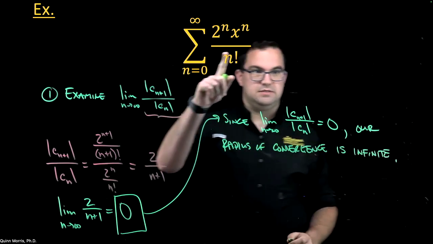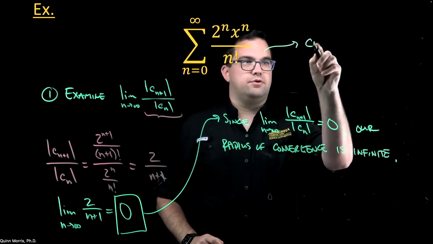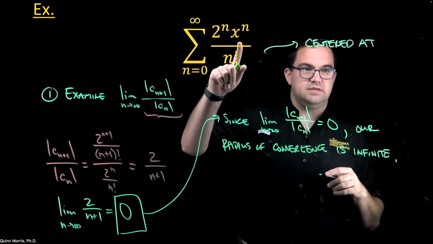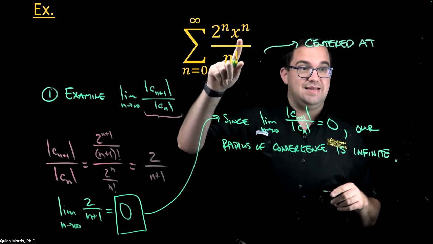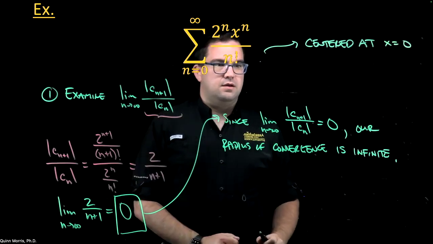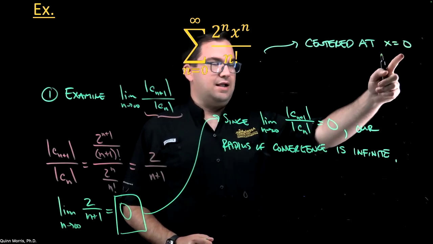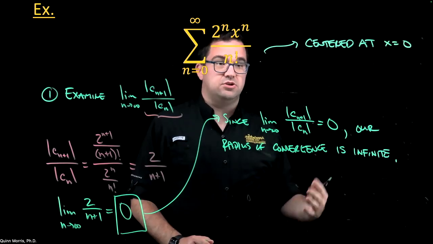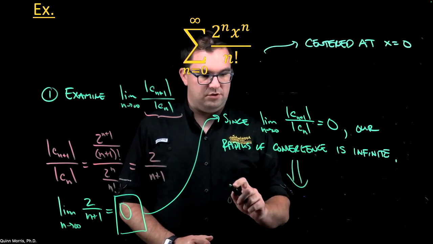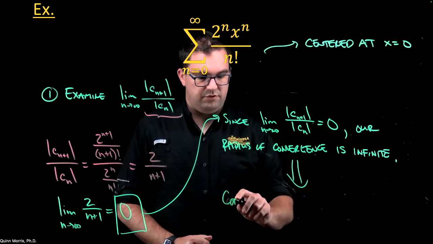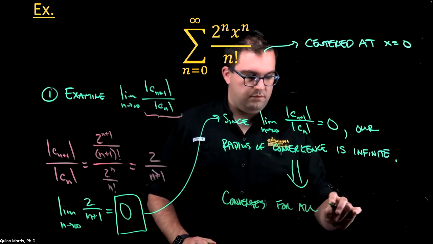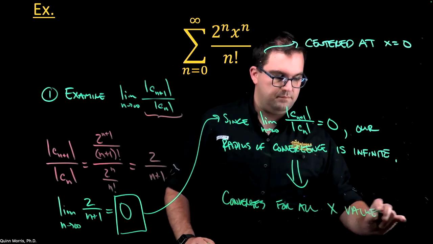Now this power series was centered at x equal to 0, because normally I think about these in the form x minus a to the n. Here I just have an x to the n, so the a must have been 0. And so my radius of convergence being infinite means I can go infinitely far away from 0, and I'm still guaranteed convergence. So this essentially tells me that my series converges for all x values.